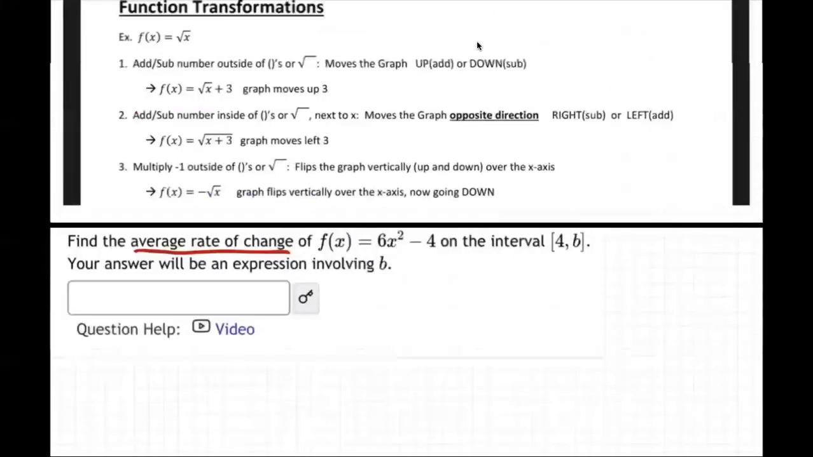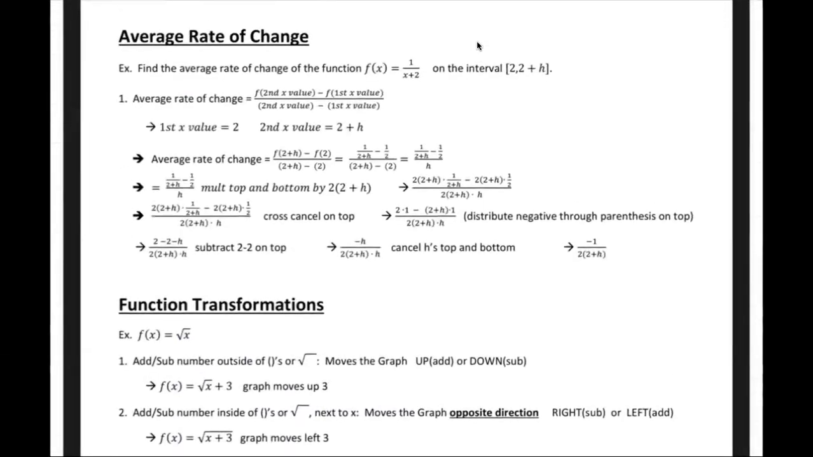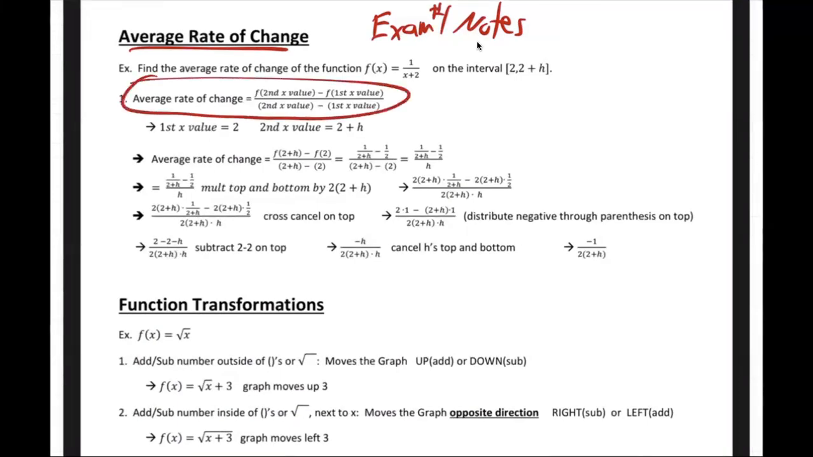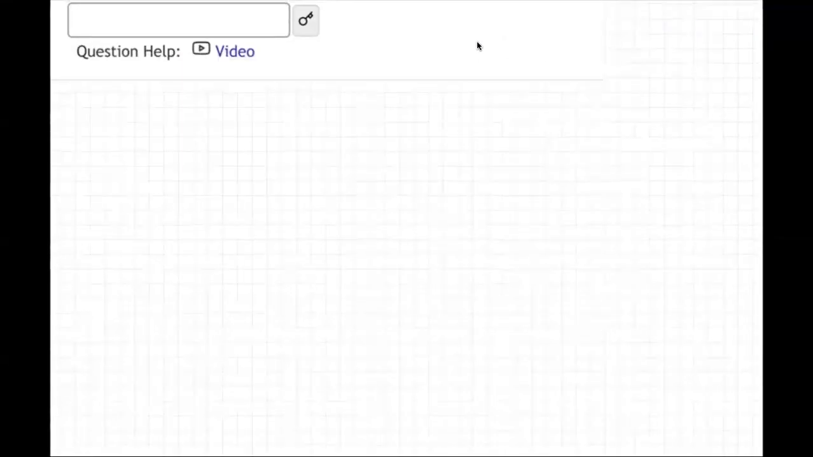Go to the notes here. This is the exam 1 notes. Anyway, average rate of change. How do we do it? There it is right there. So notice this: f of the second x value minus f of the first x value, over the second x value minus the first x value. So let's write that.